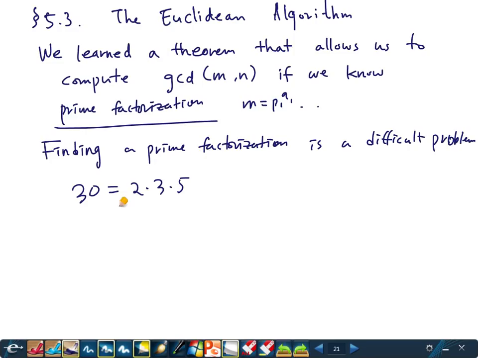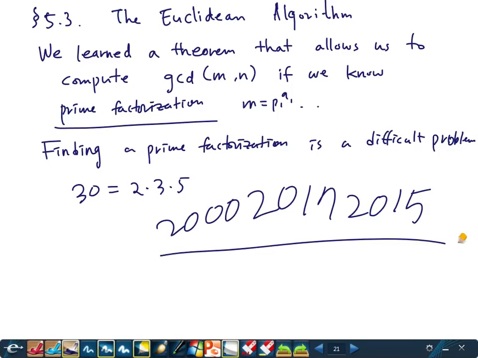If the number is small, like 24, something like that, this is not difficult. But what if the number is very large, like 2017 and 2015, attach them together, like 2000, I don't know, this big number. Can you find the prime factorization of this? It will take a lot of time, even for a computer, if the number is large.